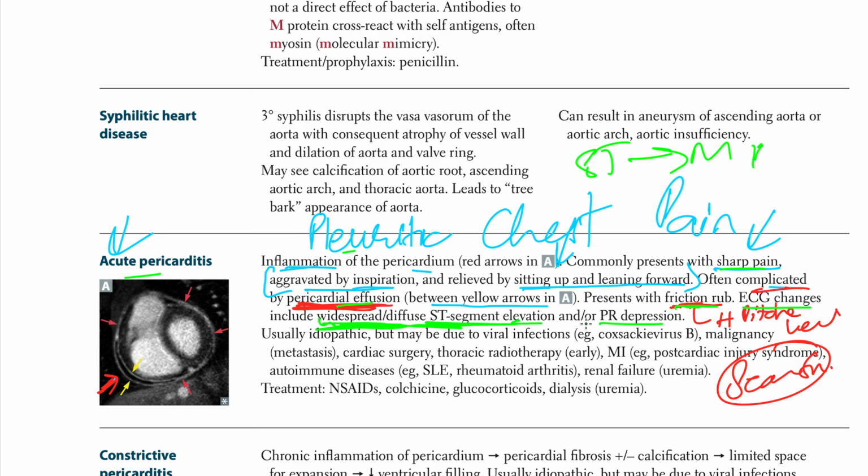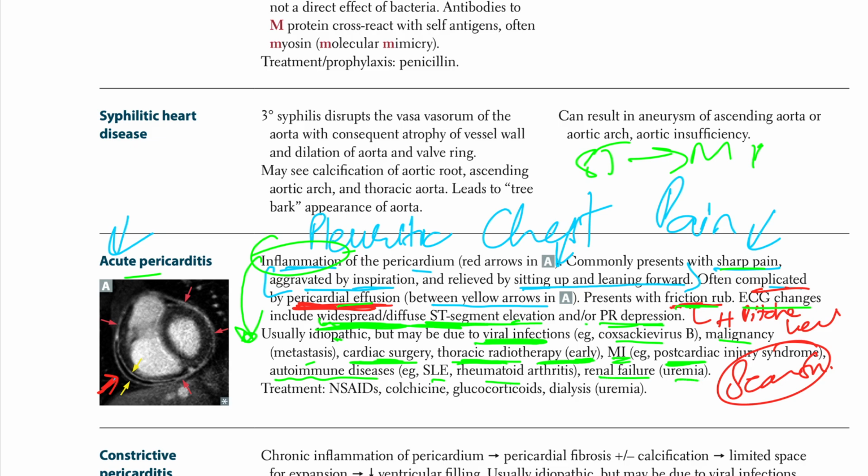Okay, and/or PR depression. It is usually idiopathic, but maybe due to viral infections. And what is the cause of this inflammation, right? There has to be something, idiopathic, great. But what else? Viral infection, Coxsackie B, malignancy, mets, cardiac surgery, thoracic radiotherapy, early. If thoracic radiotherapy is early, there must be late something. We will talk about that. MI, for example post-cardiac injury syndrome, autoimmune diseases like SLE, rheumatoid arthritis, renal failure, uremia.